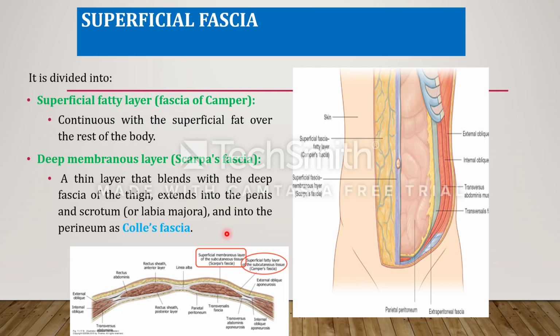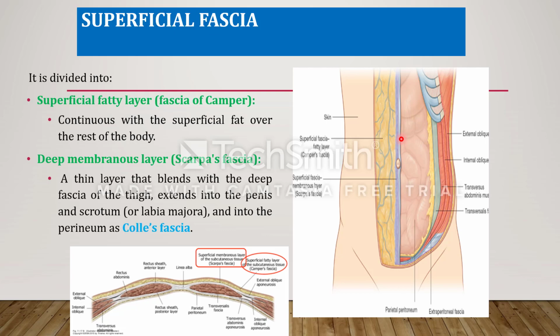Now we will discuss the superficial fascia. As I have already told you, there are two layers of the superficial fascia. The outer one is the fatty layer, which is the superficial fatty layer. It is also named as fascia of Camper, and the deep membranous layer. This one is the deep membranous layer, which is named as Scarpa's fascia.